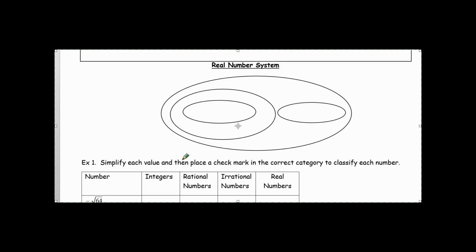Alright, in this video we're going to talk a little bit about the real number system. The real number system is basically the number system that you're used to. There are certain sets that we're going to talk about a little more than usual, and we're even going to start a little earlier than this.